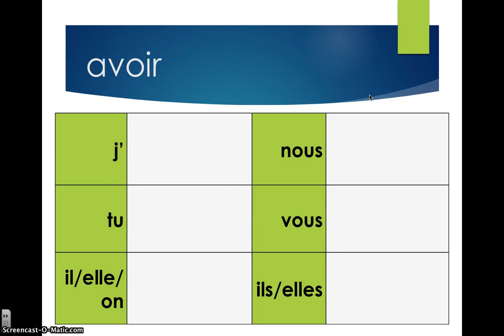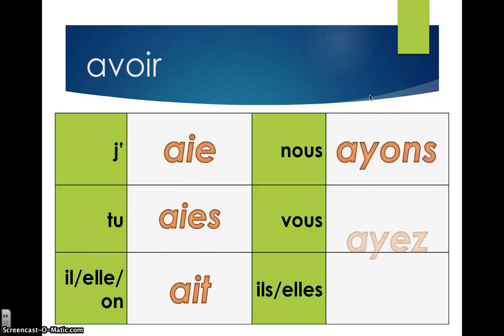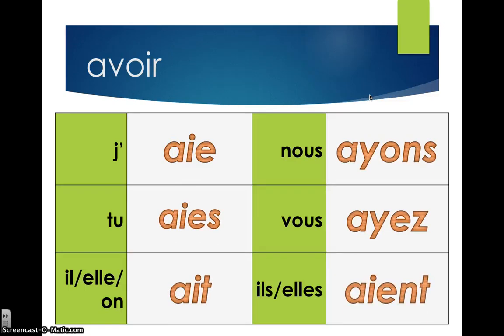And our last one is avoir. Il faut que j'aie, tu aies, il ait, nous ayons, vous ayez, ils aient.